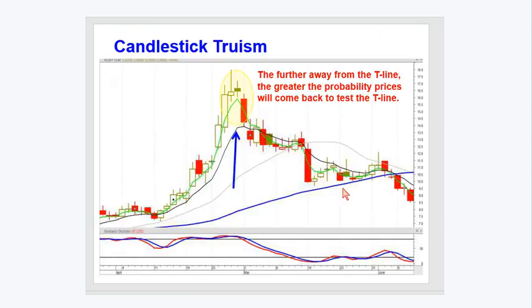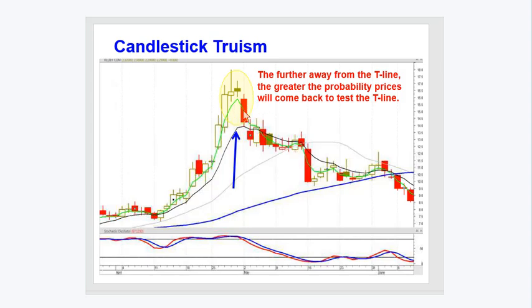So that truism is that the further away you move from the T line, the higher the probability it's going to come back and test the T line. Why is that? Because the definition of a T line, based upon what we can recognize, is it acts like a natural support and resistance level of human nature. So the combination of seeing candlestick sell signals in the overbought condition that far away from the T line, telling us if we see any confirmation, we know where the next target is. Back here.